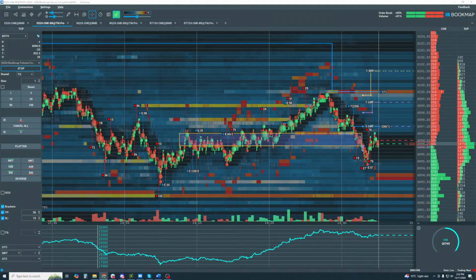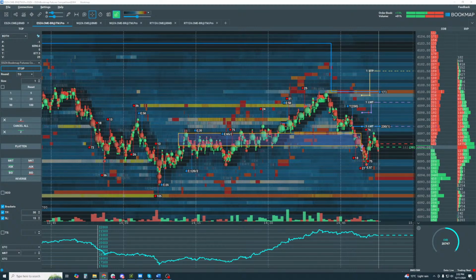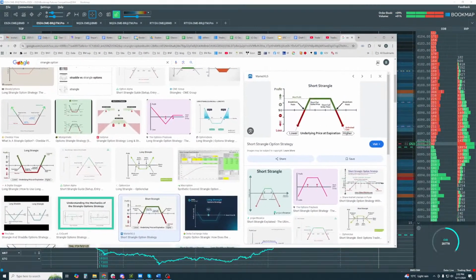Yeah, let's go with a short strangle here. All right, so here's your short strangle, right in here. Let's look at this image here. You short a put, you short a call, and this is your zero line right here.